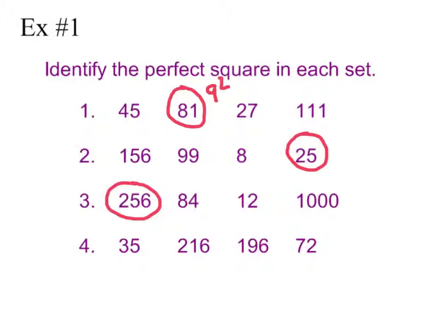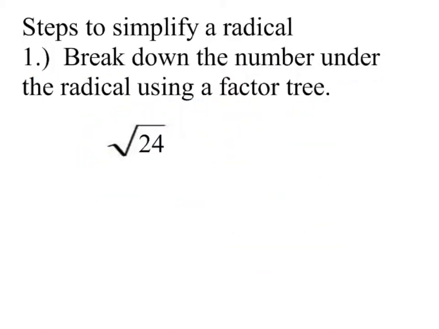The last one is 196. That's because it is 14 squared. But what about those numbers that aren't perfect squares? Like the square root of 24. Can we do anything with that without a decimal approximation from a calculator? Yes, we can. We can actually get an exact representation of it.